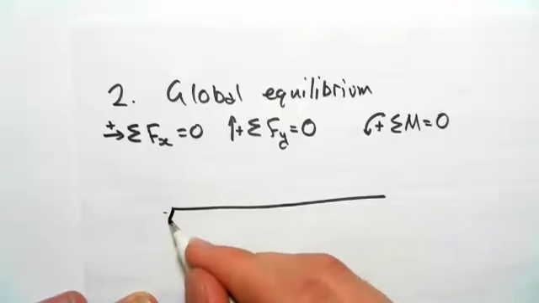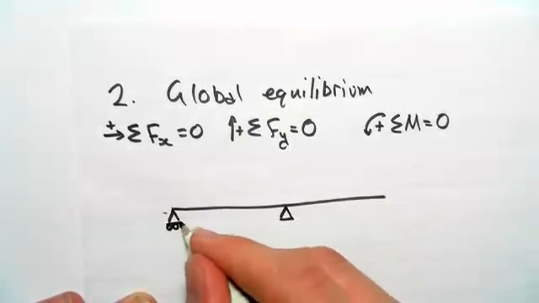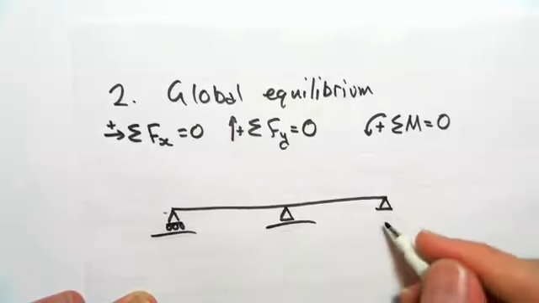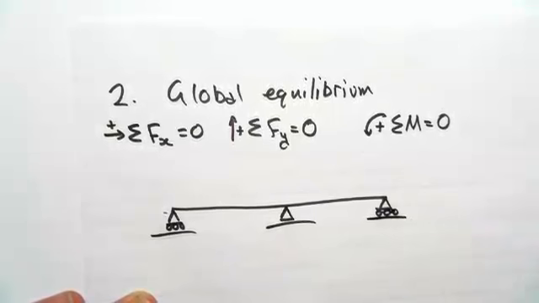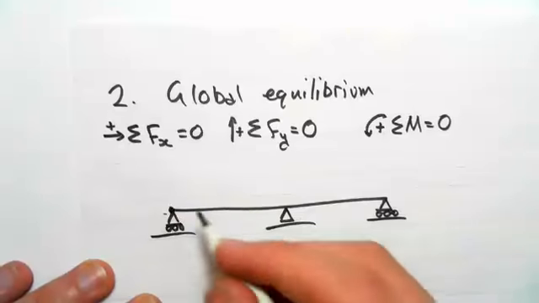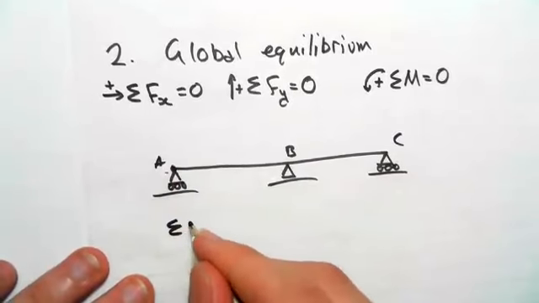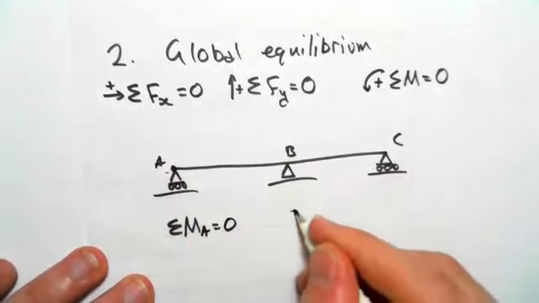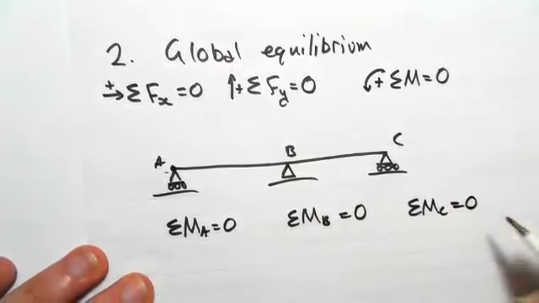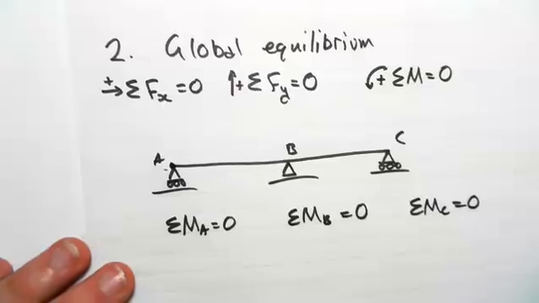So whether you have some sort of beam like this, with a roller support, a pin support here, and another roller support, the sum of the moments about this equals 0. So I'm going to write A, B, C. The sum of the moments about A equals 0, the sum of the moments about B equals 0, and the sum of the moments about C equals 0. This is a handy technique when we're doing problems.